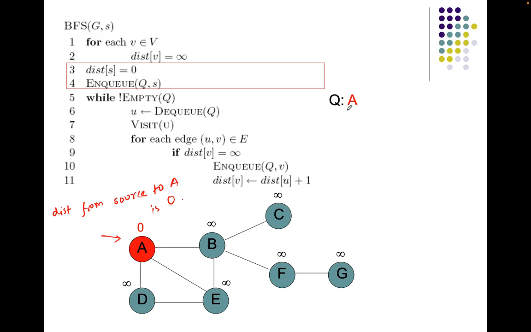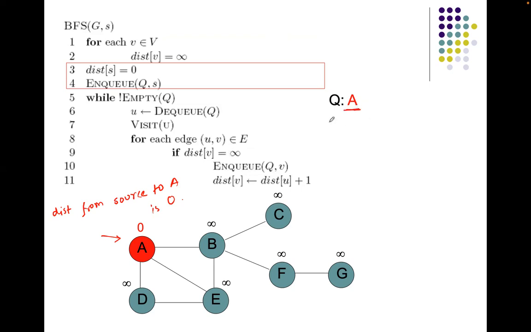We are going to enqueue the source node in the queue. All right, and we'll run a loop until the queue is not empty. So we're going to dequeue the item from the queue, make it visited, and explore all the immediate neighbors of the node.